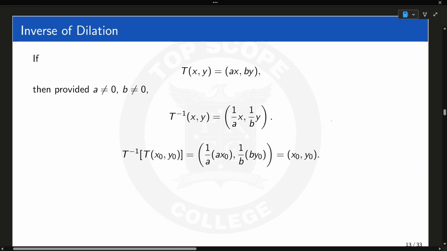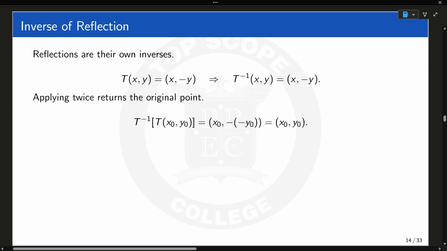Similarly, the inverse of dilations is simply 1 upon a times x and 1 upon b times y. And the application of T inverse to T of x is simply x naught and y naught, since division undoes multiplication. The inverse of a reflection is just itself, because it's just another reflection. And obviously, two reflections get us back to the original point.